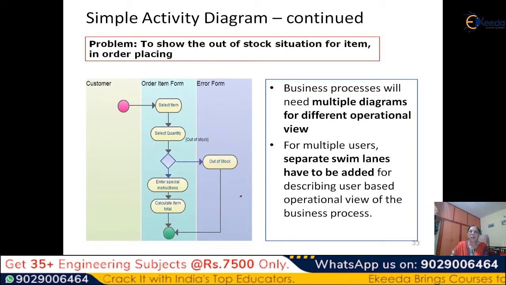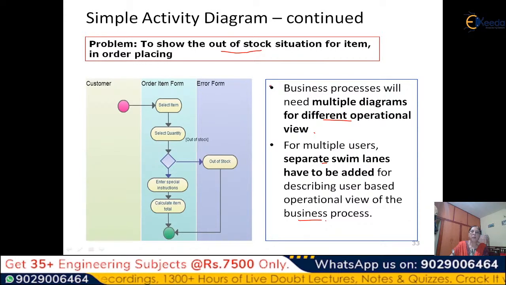Here also, you can show a similar kind of situation, but now we want to show the exception situation. We want to show the out of stock situation for the item. That time we had a normal flow. Now we are having an exception flow. So the activity diagram for the exception flow. A business process will need multiple diagrams for different operational views. For multiple users, separate swim lanes have to be added for describing the user-based operational view of the business process.